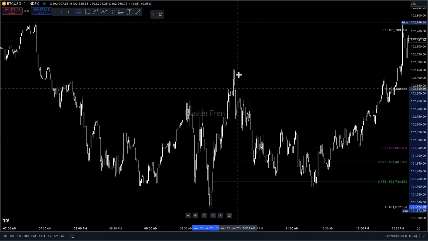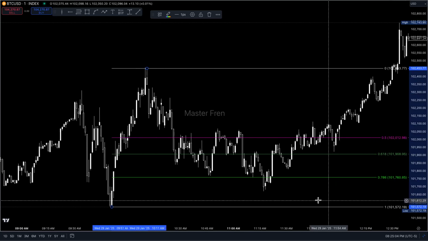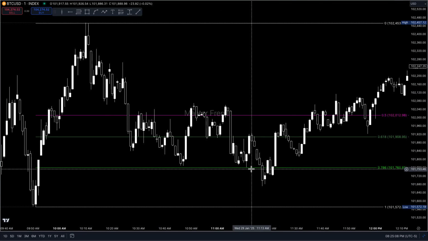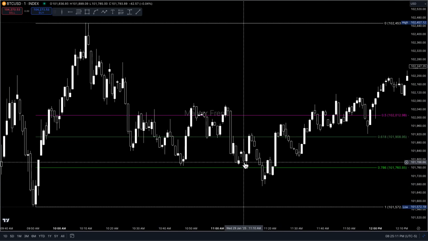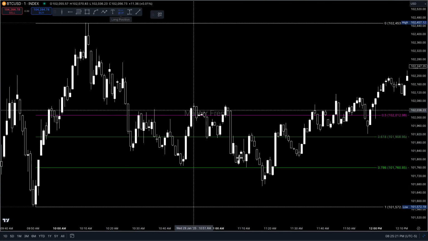So you pull your fibs from your low to your high and you can buy this discount 786. Now, what is in there that you would want to buy? A swing low. So once it touched here, you've got your higher low, lower low, higher low. Now, unfortunately, the buy was here.